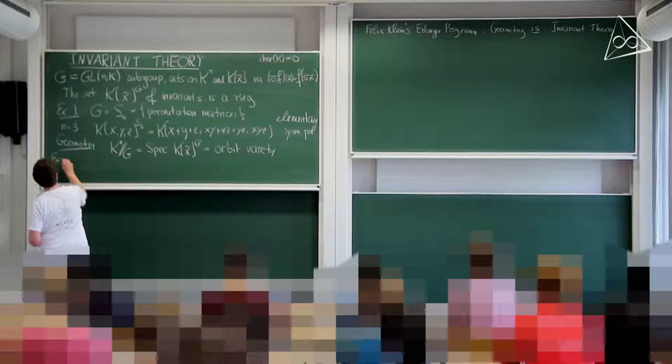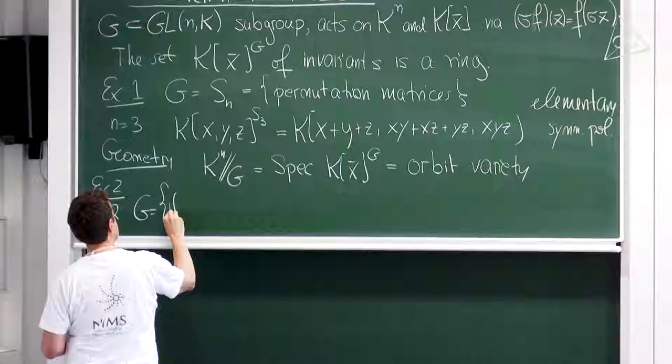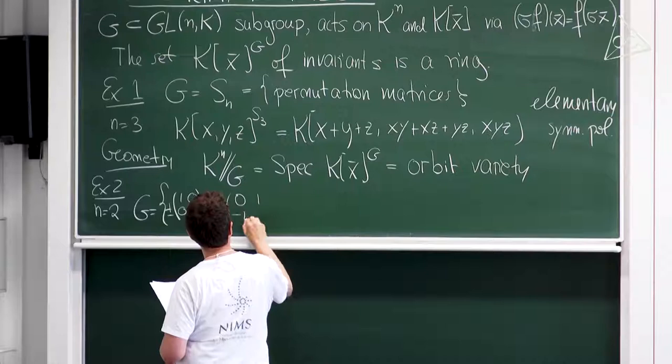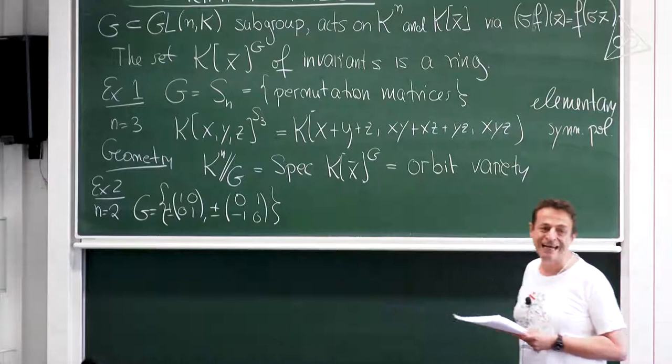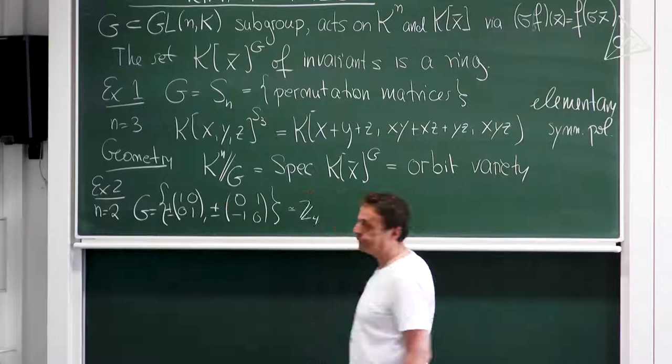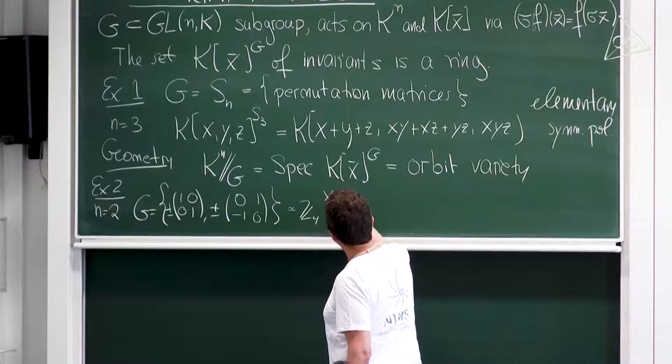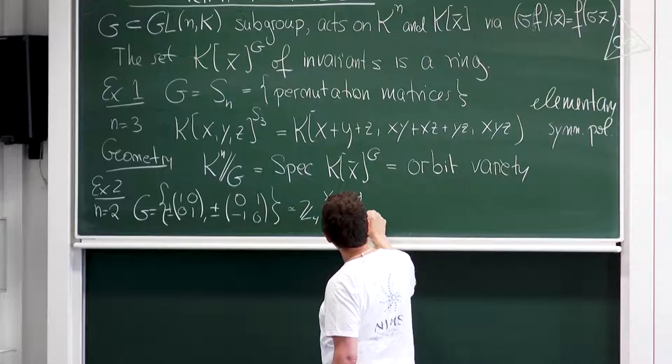Let's see a second example that maybe clarifies this a little bit. In my second example, n is just 2, so we're in the plane, and my group consists of the following matrices. I take the identity and its negative, and I take rotation by 90 degrees, so 0, 1, minus 1, 0, and its negative. This is the group generated by a 90-degree rotation. As an abstract group, this is the cyclic group of order 4, but this abstract group comes to us by way of a representation as this group of matrices. So this acts on polynomials. For example, the rotation acts by sending x to y and y to negative x.